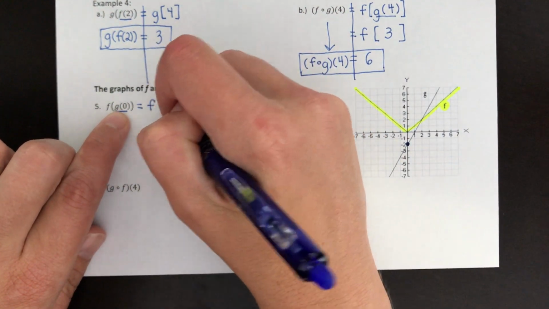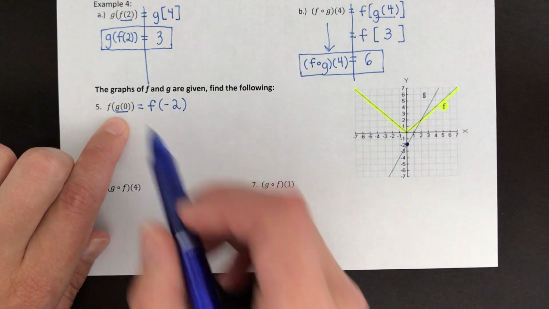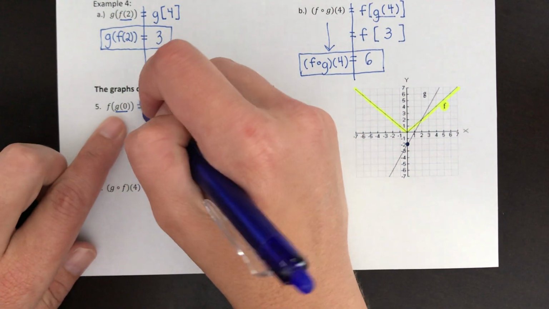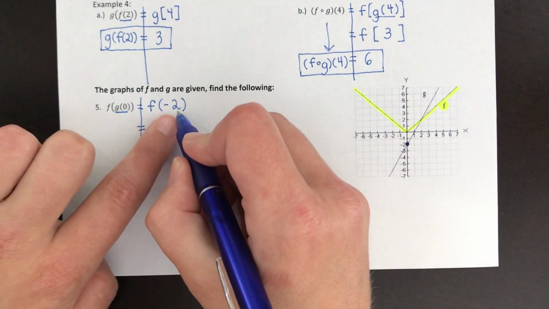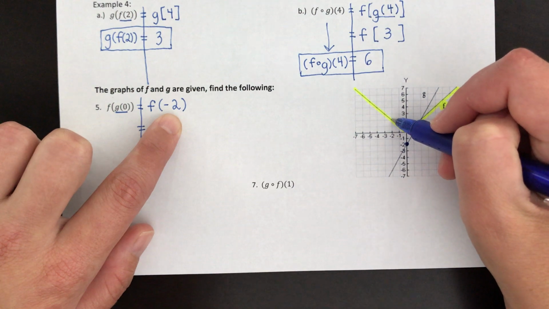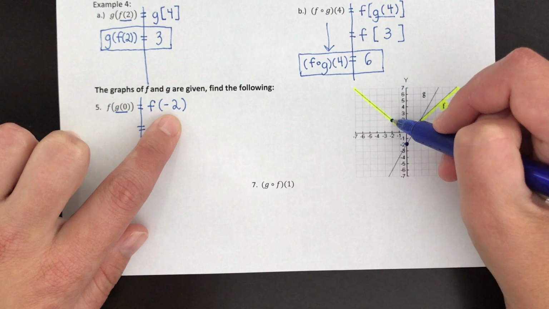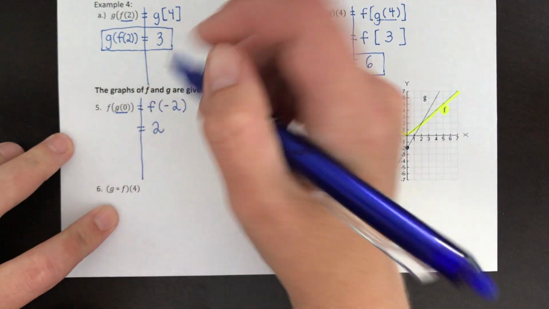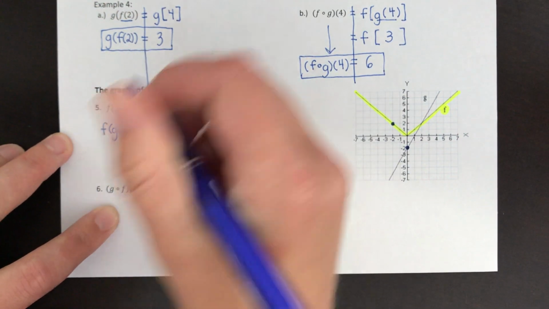So that means I'm finding F of -2, okay? Because G of 0 was -2, so I replace G of 0 with -2. So now I need to find F of -2. So remember, -2 is my input, that's my x value, and I want the F graph, so that's the highlighted graph. So I find -2 on the x-axis, I find the F graph, and then I look for my output, which is 2. So the answer is 2. F of G of 0 equals 2.